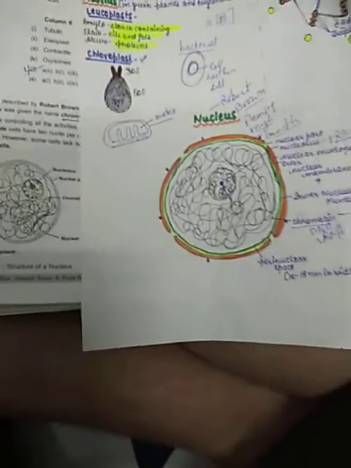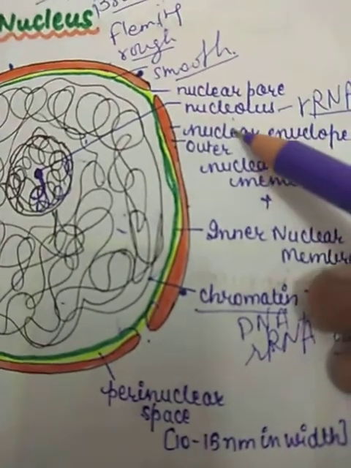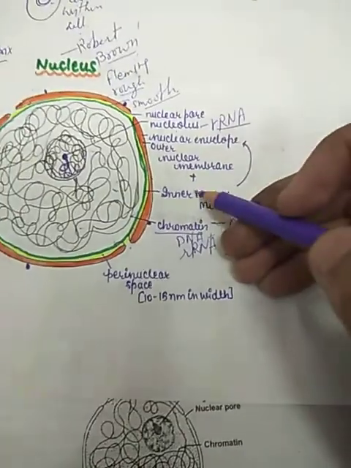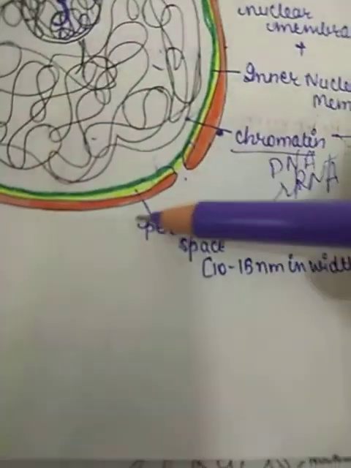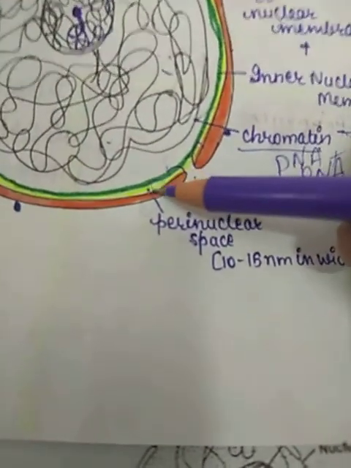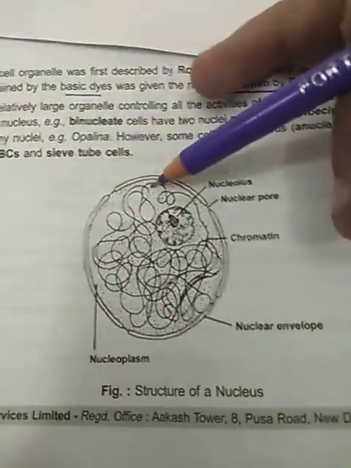Now you compare these structures with this one. This structure was also the very same: nuclear pore, nucleolus, nuclear envelope, outer nuclear membrane, inner nuclear membrane, chromatin, perinuclear space. Yes, the perinuclear space is between the inner and the outer membrane. Fine. So this is the structure. And let me tell one more thing to you.